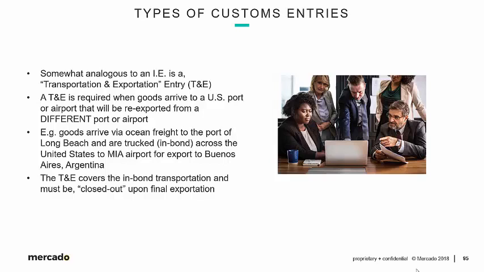Quick example, third bullet. Goods arrive via ocean freight to the port of Long Beach and are trucked in bond across the United States to Miami Airport for export to Buenos Aires, Argentina. That's not unusual. That happens fairly frequently, actually. In order to do that, one needs a T&E. Last bullet, the T&E covers the in-bond transportation, in our instance from LAX down to Miami, and must be closed out upon final exportation.